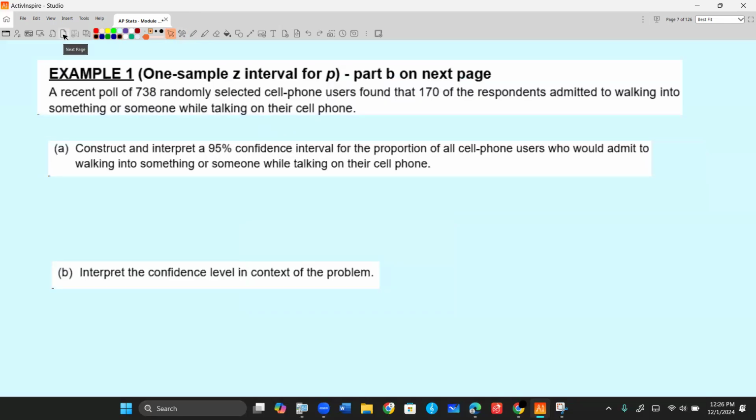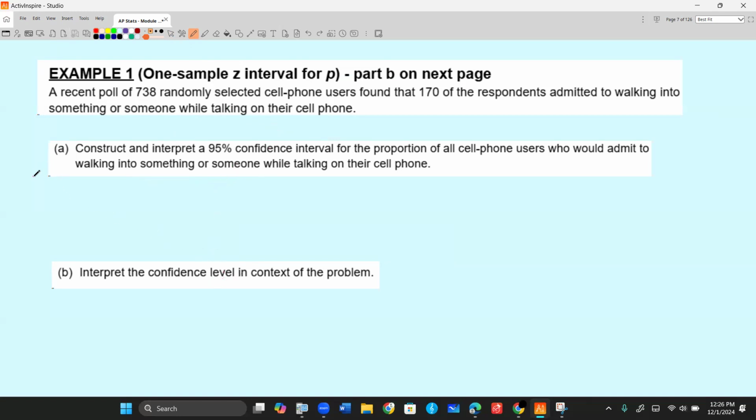So these type of questions usually have one or two parts. In this case here, let's read through the example so we can see the two parts. A recent poll of 738 randomly selected cell phone users found that 170 of the respondents admitted to walking into something or someone while talking on their cell phone. And part A says construct and interpret a 95% confidence interval for the proportion of all cell phone users who admit to walking into something or someone while talking on their cell phone. Part B says interpret the confidence level.